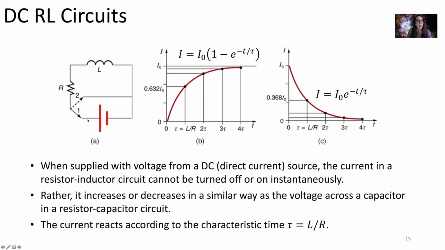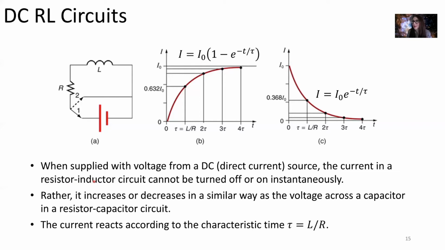We've got a battery, and then if we have this switch here closed, we've got a resistor and an inductor. When we draw out the diagram, remember that our resistor is this zigzag shape symbol. Our inductor is these three humps here, kind of representing the coils of wire wrapped around themselves. So when you have a circuit like this, we've got a battery, resistor, inductor, supplied with voltage from a DC source. The current in our circuit cannot be turned off or on instantaneously.